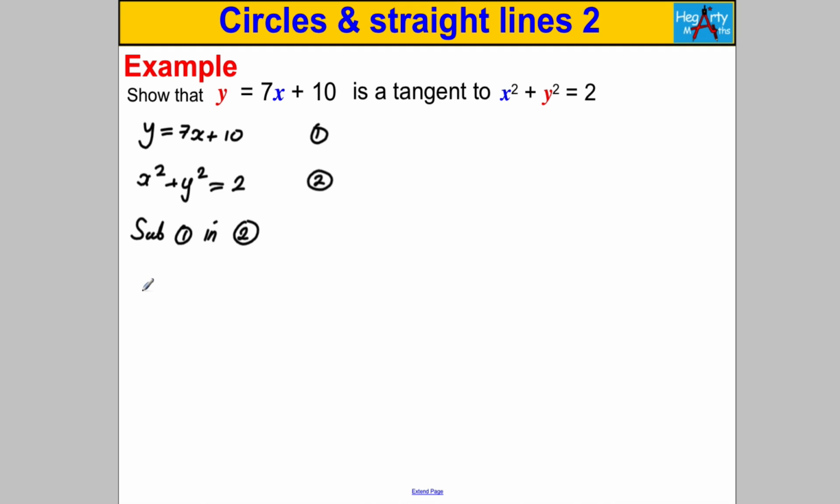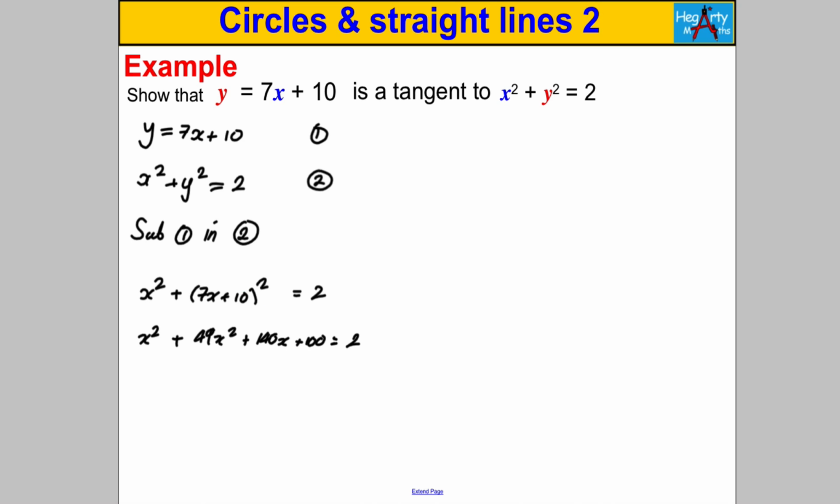Okay, and what are we going to get? Well, we're going to get x squared add, instead of y, we're going to have 7x add 10 all squared is equal to 2. Keep that x squared there. Let's try and expand this bracket in our head. 7x all squared is 49x squared. And the middle term is going to be double 7x times 10, which is 70x. So you double that, it's 140x. And add 100 is equal to 2.